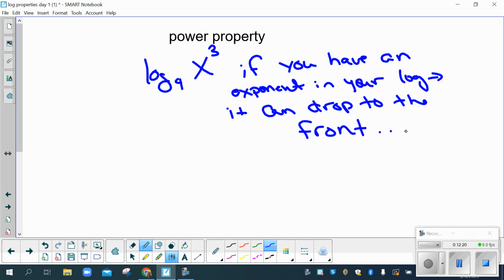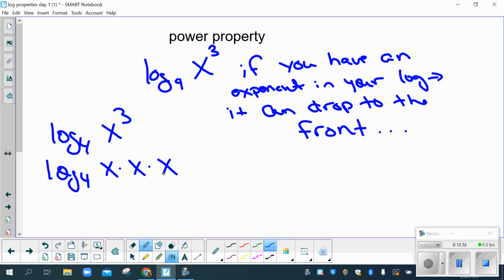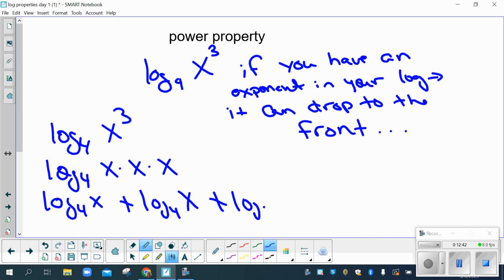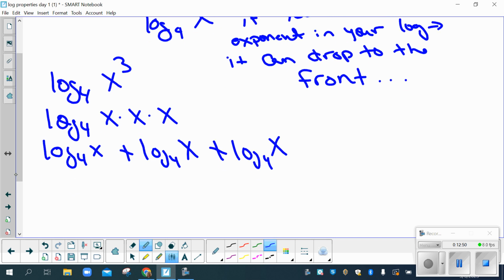So if we have log 4 of x to the third, that's the same as saying log 4 times x plus x plus x. Everyone's pretty okay with that. And we can say that that's log 4 of x plus log 4 of x plus log 4 of x. And you can write it that way. That's perfectly fine. But the shortcut way is to say this. 1, 2, 3 of them, 3 log 4 of x.